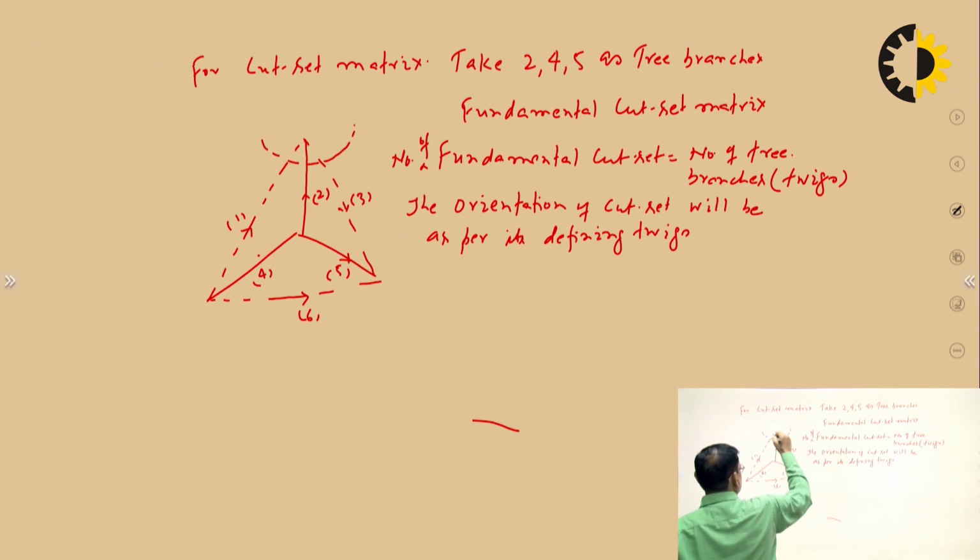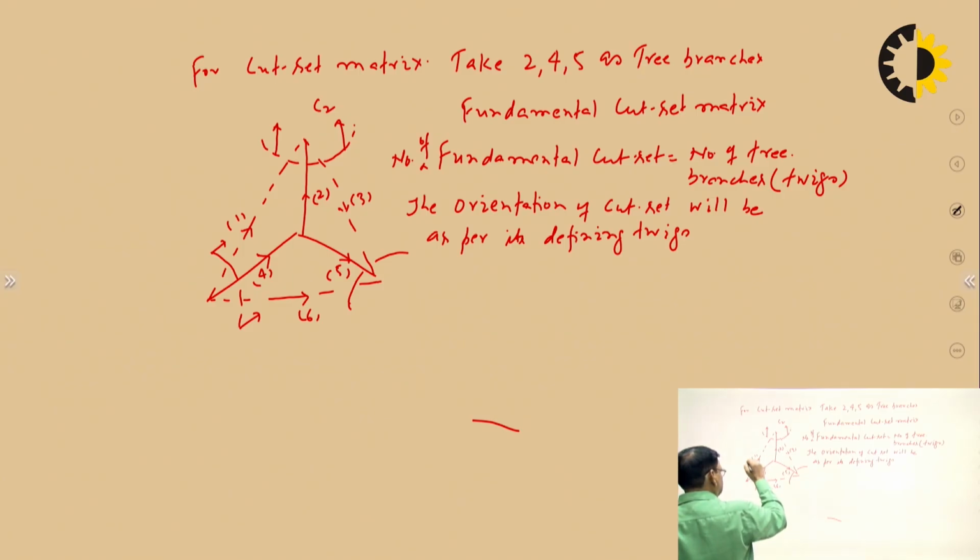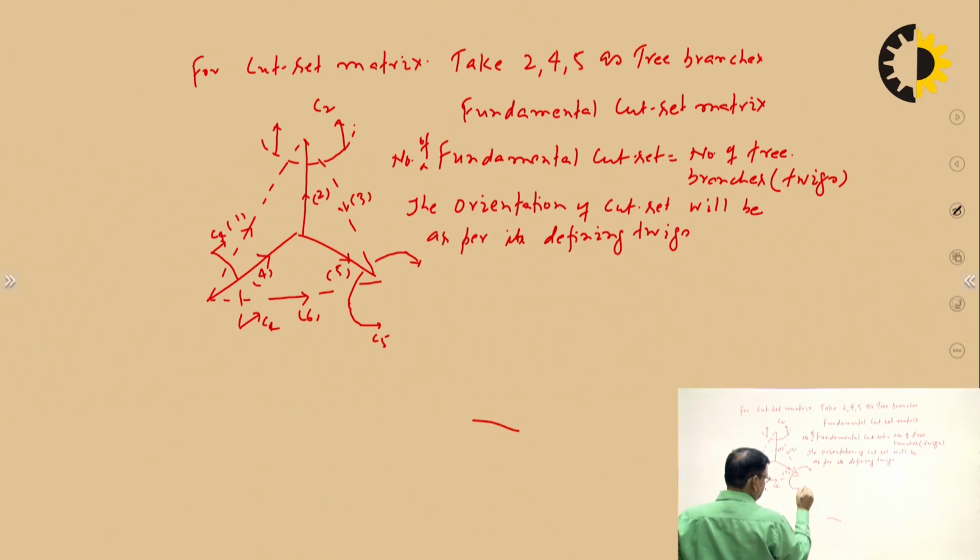So this is your C2, because C2 is for the twig 2, and the orientation of this will be like this, the twig's direction. And of this, so this is your C4, and this is your C5. C5 means for the twig 5.